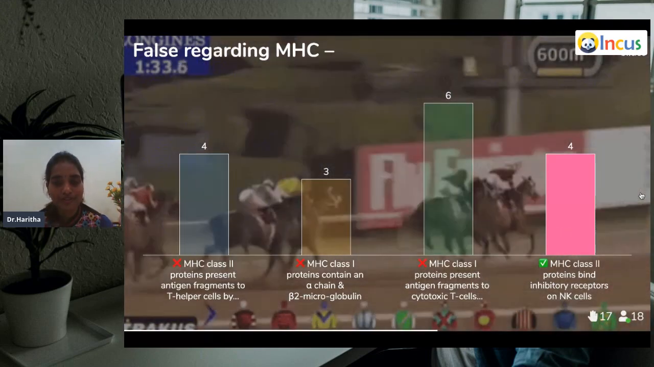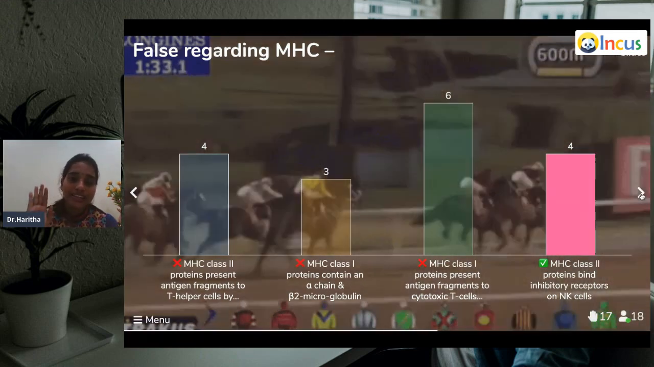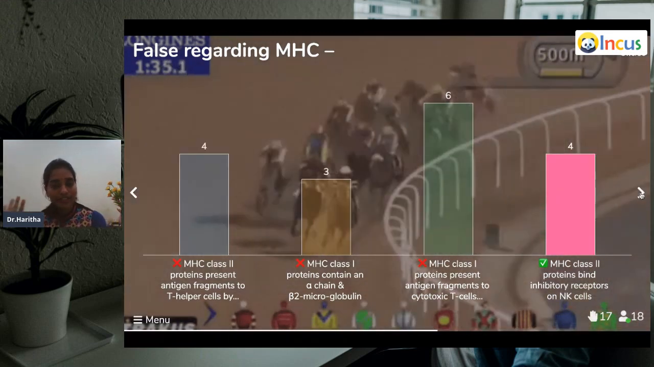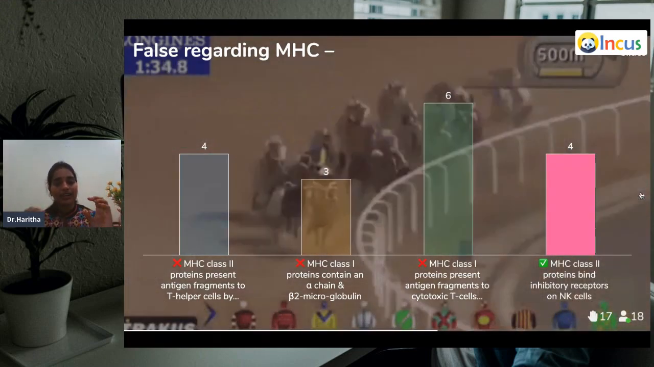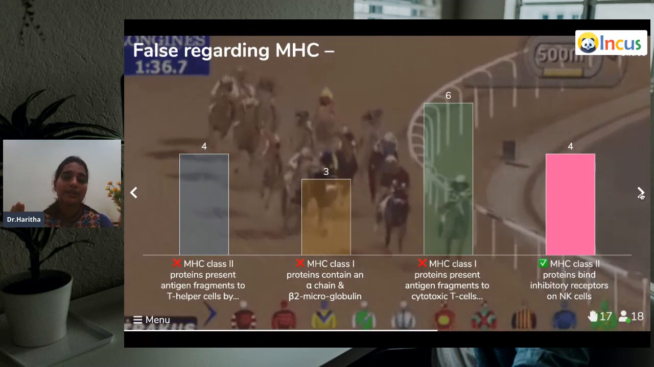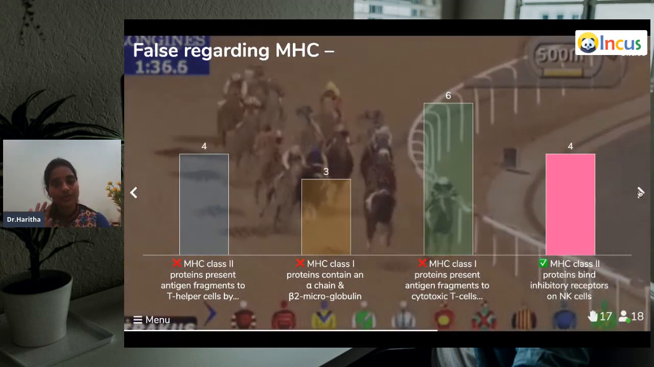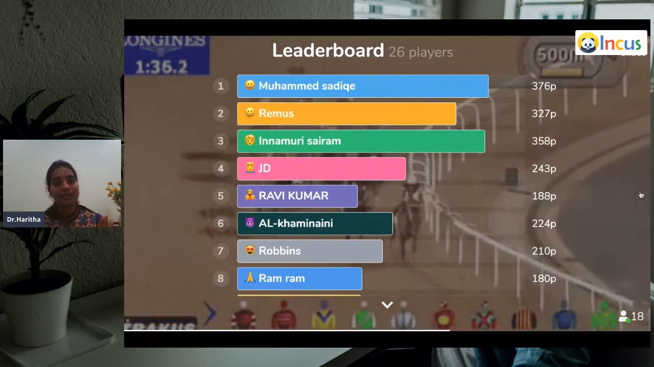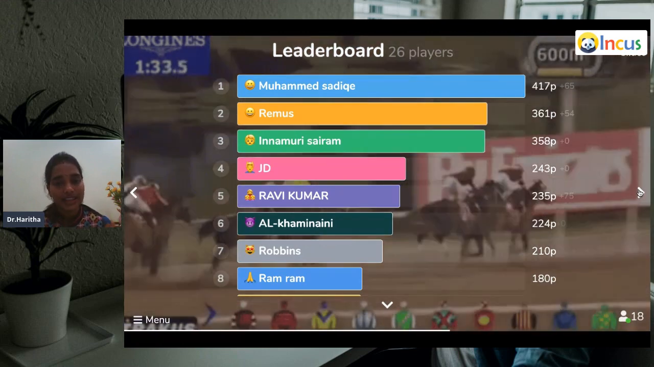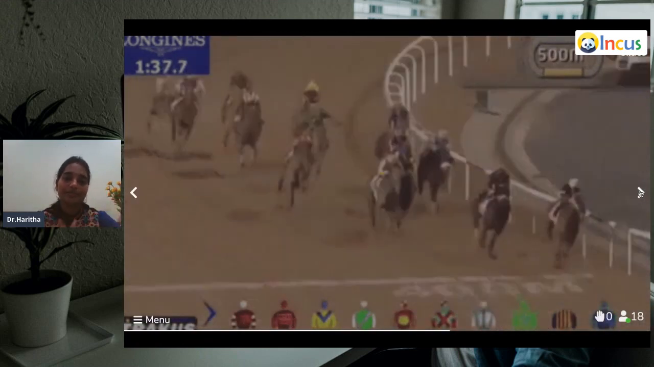Yes, 4. So when I say MHC class 2 and CD4 and CD8, please remember the rule of 8. MHC class 1 is with CD8 T cells. And MHC class 2 is with CD4, cluster of differentiation 4, T helper cells. So remember: CD4, MHC class 2; CD8, MHC class 1.